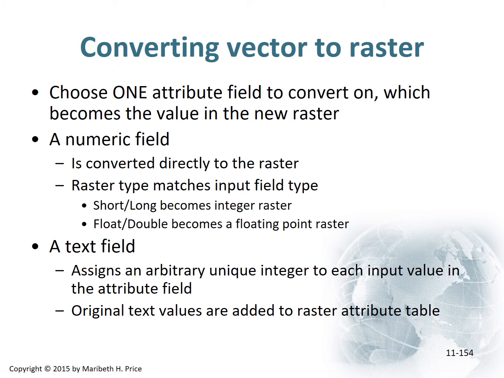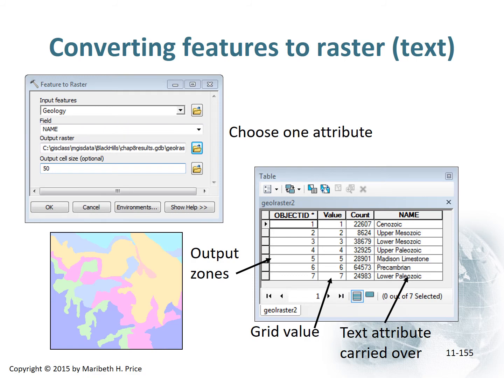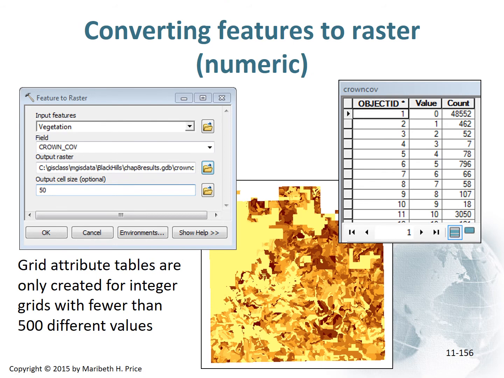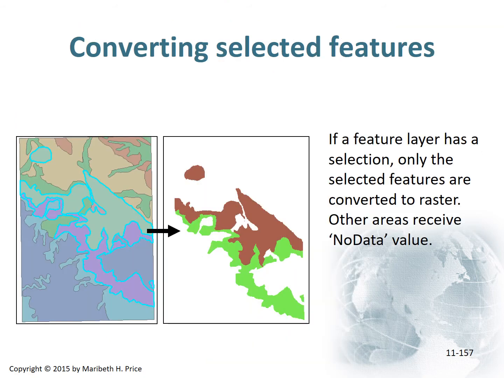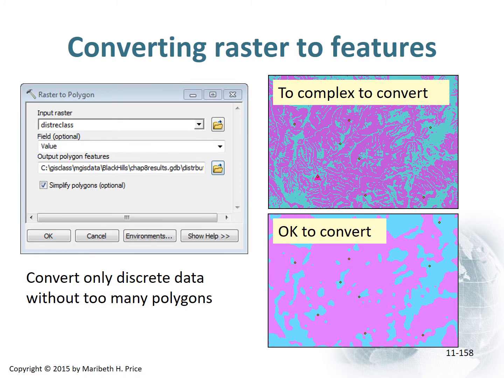Converting vector to raster is rasterization. Converting features to raster is rasterization. Convert selected features: if a feature layer has a selection, only the selected features are converted. I want to point out that when you're doing this, some things are really complex and really difficult to do. So you want to use the simplify polygons option if you want to efficiently make some of these changes. You can get something that's okay.